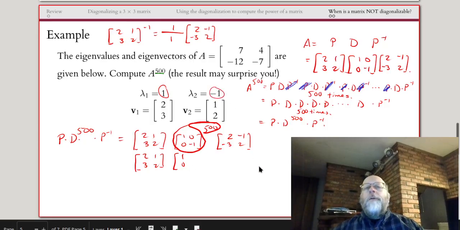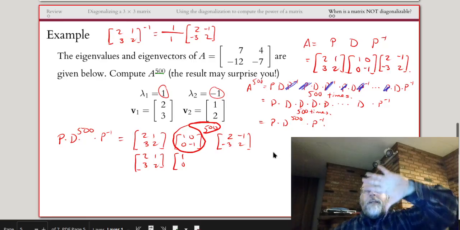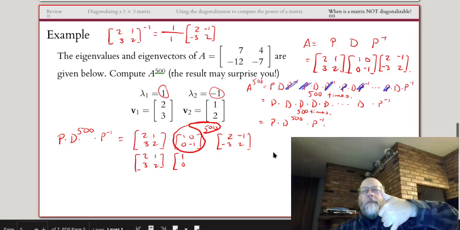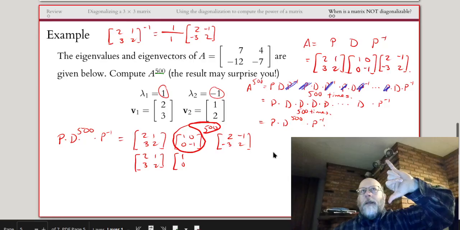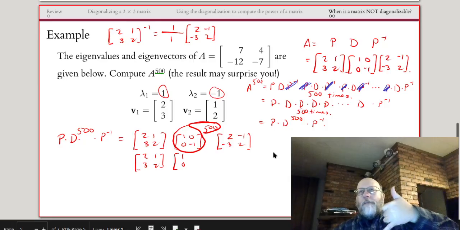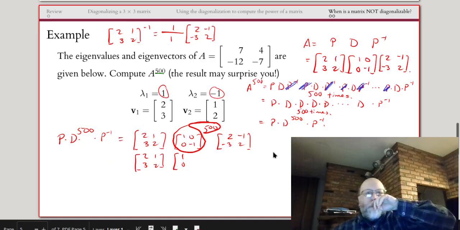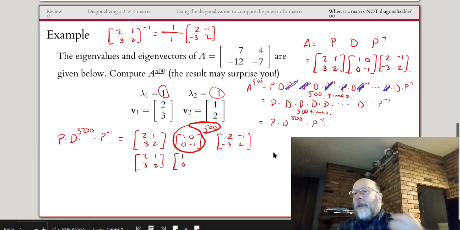And E2, it does change, but changes by -1, which means E2 flips from positive to negative when we multiply it by -1 one time. But if we multiply it an even number of times, then the first time will cause it to flip to negative. The second time causes it to flip back to positive because we're multiplying by -1, and then we're multiplying by -1 again. And since 500 is an even number, then -1 to the 500 power is just +1.